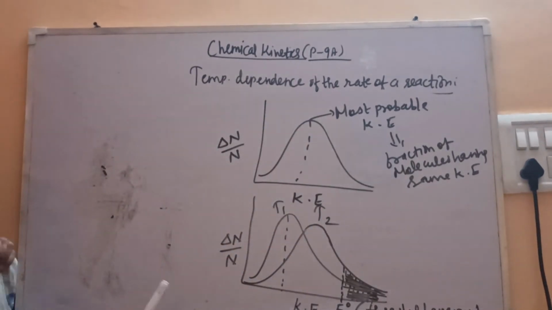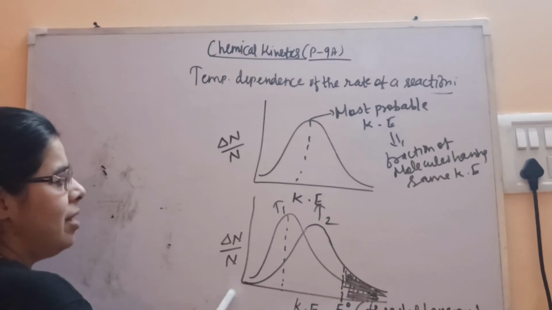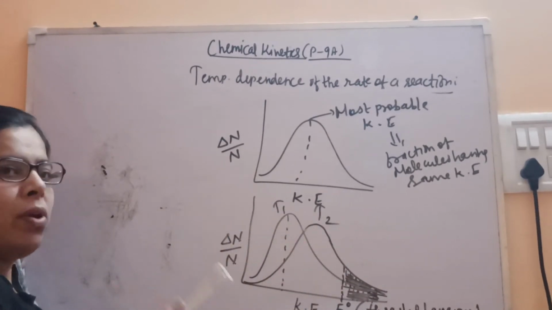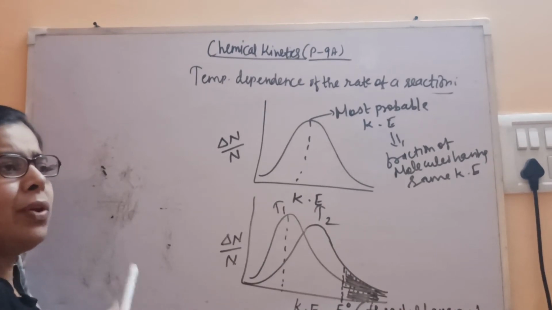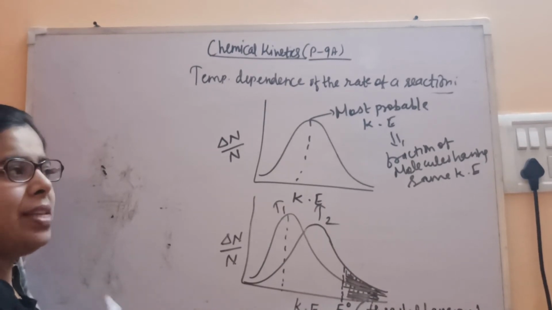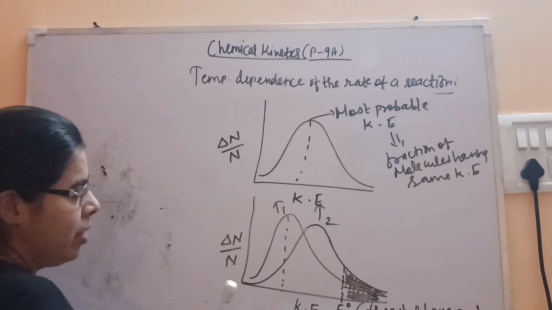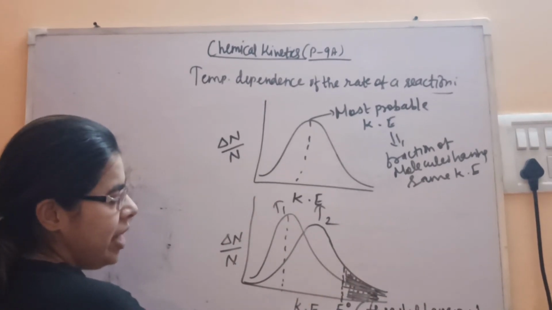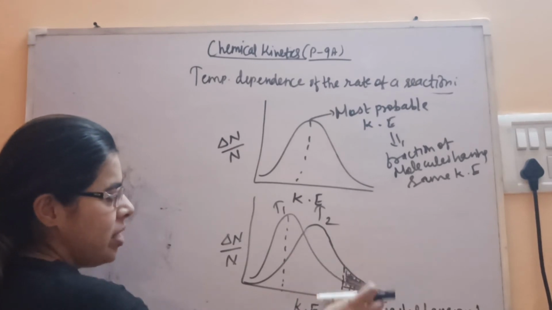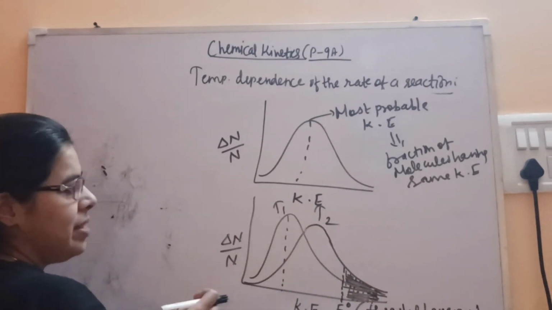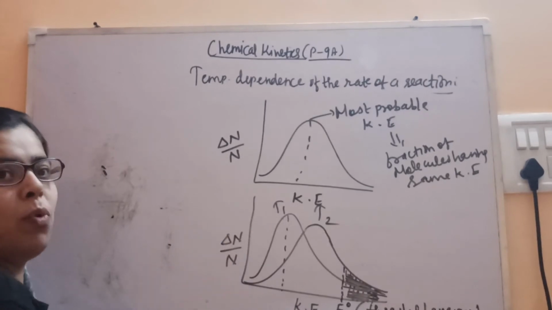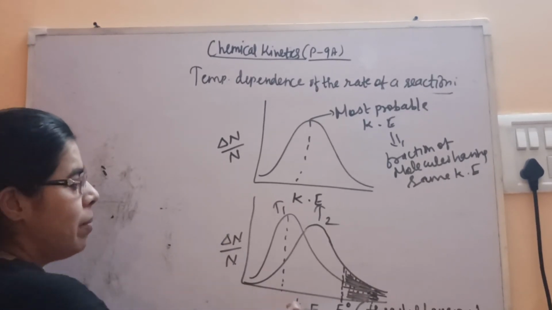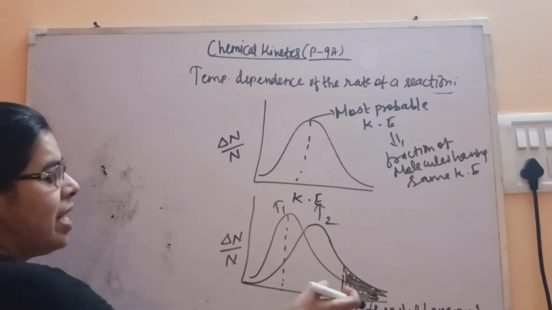Fine. Again, I am telling you, this is the same graph we have taken. Let's say this is at T1. When we increase the temperature, more and more molecules will collide with one another and lead to the formation of product. So see, the fraction of molecules with energy E naught is increasing. This fraction is increasing, but here it is decreasing. The fraction having the most probable kinetic energy is decreasing, but the number of molecules with effective collisions is increasing.